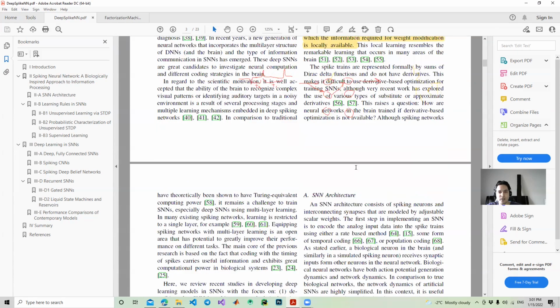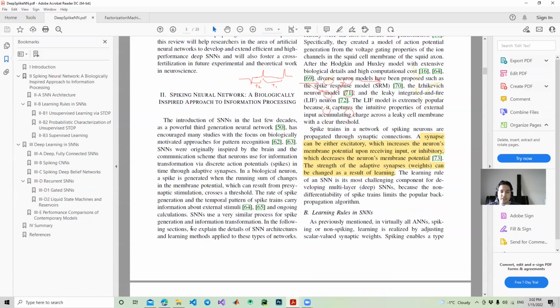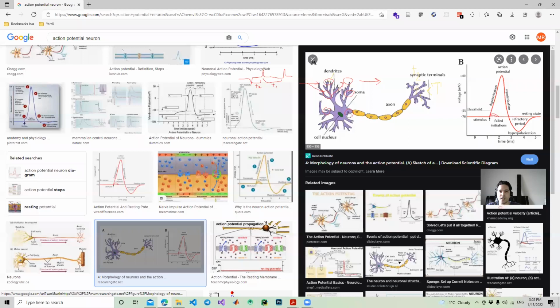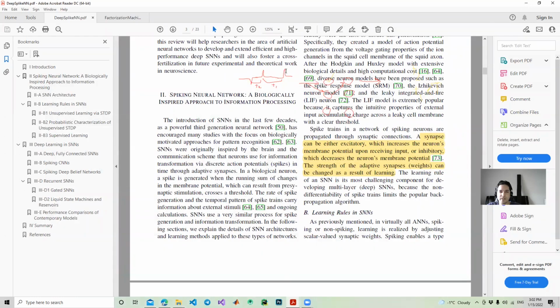Another important part is this part. Spikes in a network of spiking neurons are propagated through synaptic connections, as I showed here. Through the synaptic connection, there are synaptic terminals. A synapse can be either excitatory. As I said, these spikes come to the neuron, and the next spike can be excitatory if the timing fits the condition. It can also be inhibitory, like this one. So we have a spike and an inhibitory one. This is just an example, maybe not the correct case.